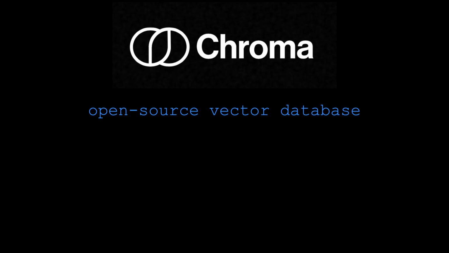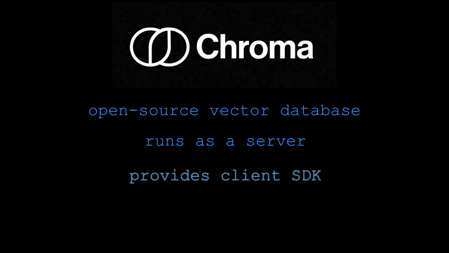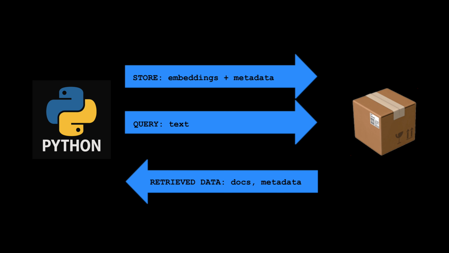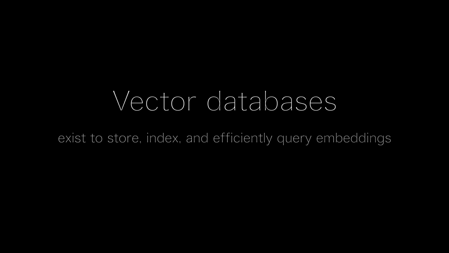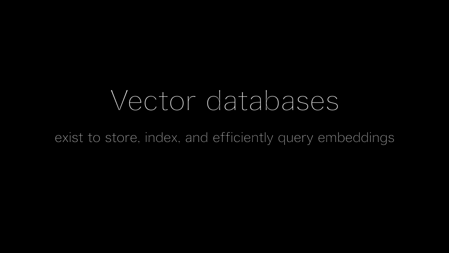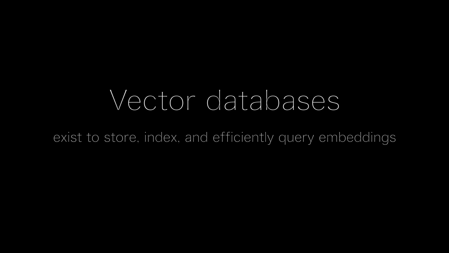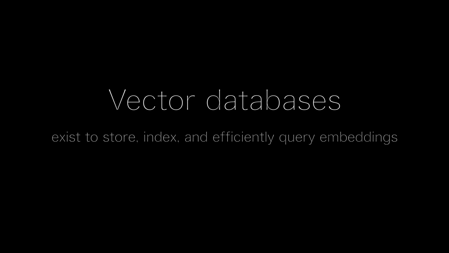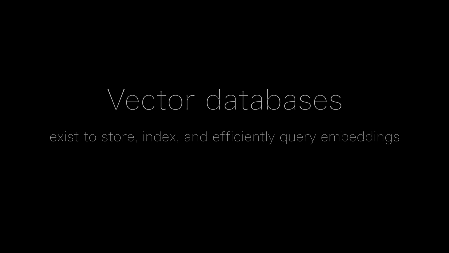Chroma DB is an open-source vector database built for AI native applications. Chroma runs as a server and provides Python and JavaScript client SDKs. You can think of it as a Python package that you can use to store embeddings and associated metadata like a PDF page number, where the original text can be found. In essence, when you convert text into high-dimensional vectors or embeddings and you want to store, index, and query them efficiently, that's where a vector database like Chroma DB comes in.